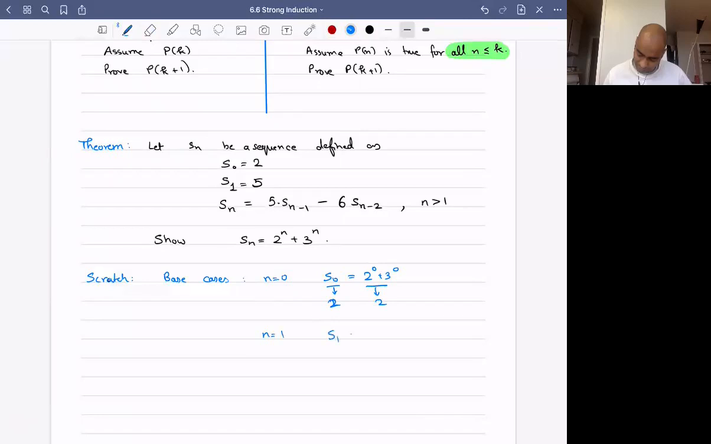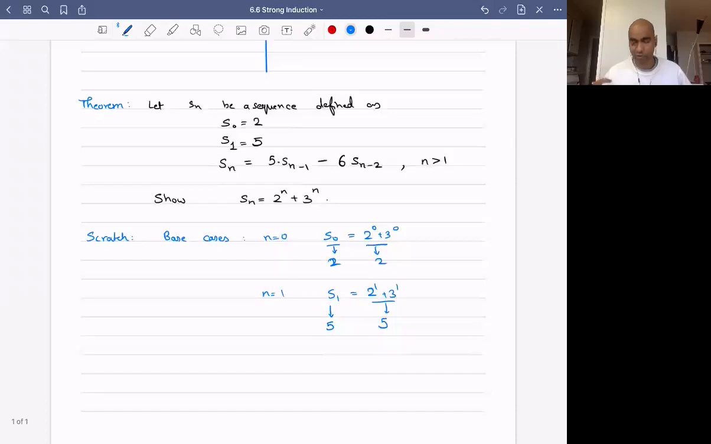For n equals 1, I want to show S1 is 2 to the 1 plus 3 to the 1. S1 I know is 5. And this is also 5. So that proves the base case n equals 1. Now, when I go to S2, I can see that there's a pattern emerging starting from S2. So I suspect that the inductive step is going to kick in at this point. So I'll move to the inductive step.